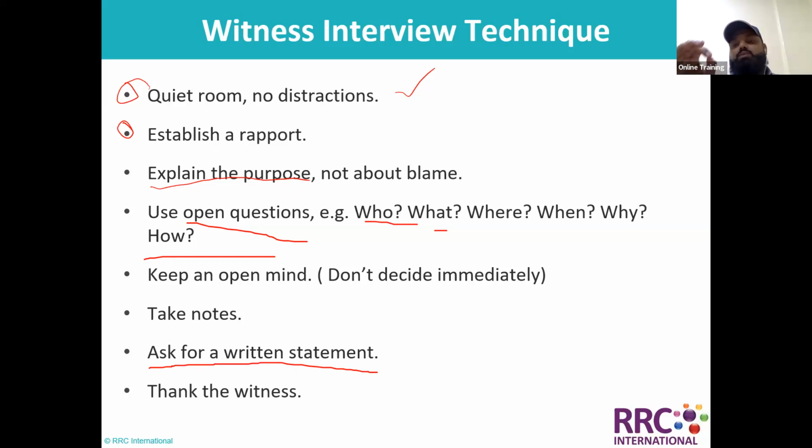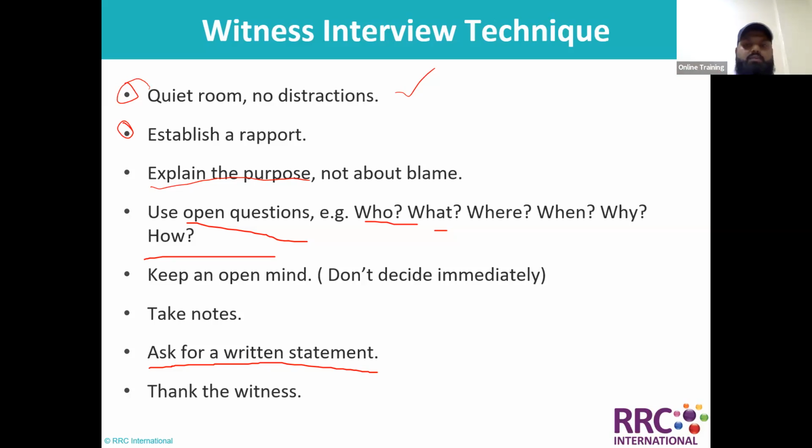Maybe he will tell you that I don't know English, so I cannot write in English. Ask him to write the report in, for example, Hindi, Arabic, or Urdu. Maybe he will say, I don't know how to write Arabic, I don't know how to write Hindi. Then you will ask someone from your trusted side to come and take his statement. He will be writing the statement.